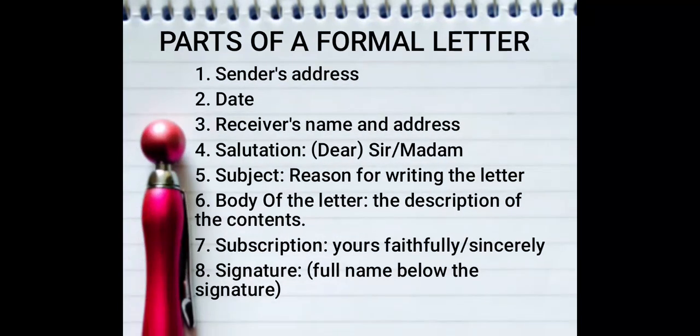So we'll look at the formal letter first. So there are parts of a formal letter. First, sender's address. Second, date. Third, receiver's name and address. Fourth, salutation. Fifth, subject, that is the reason for writing the letter. Sixth, body of the letter, that is the description of the contents.